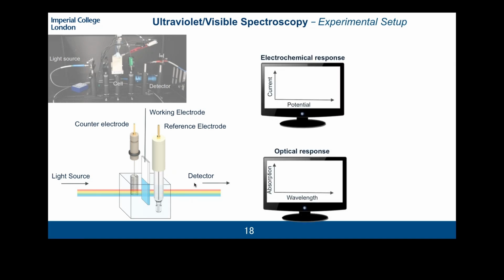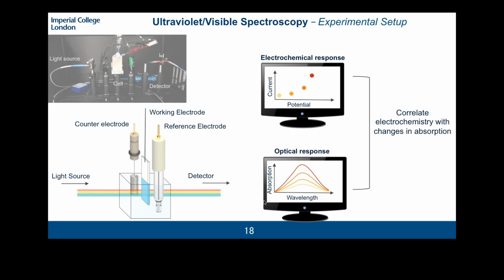What you can do is, at the same time, measure the electrochemical response. So you can apply a potential and measure the current as a function of potential, and at the same time measure the absorption spectra as a function of wavelength. And putting both of those together, you can then hopefully start to correlate electrochemistry with changes in absorption.